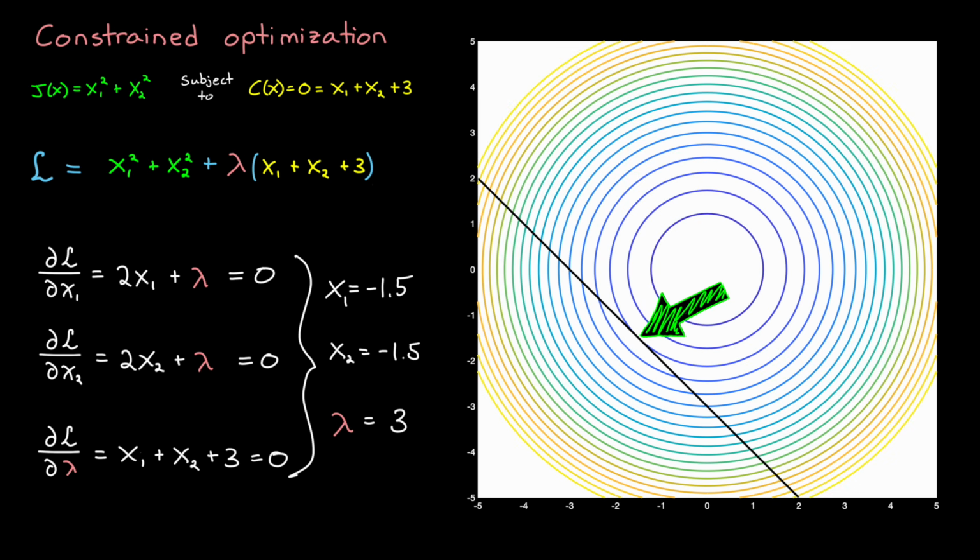And how cool is that? I mean, it's just such a simple idea that we can find minima and maxima of constrained optimization problems just by looking at where the gradients of the two functions are parallel.